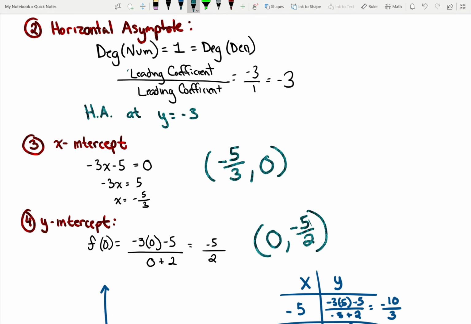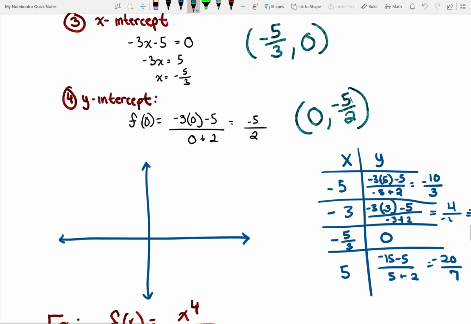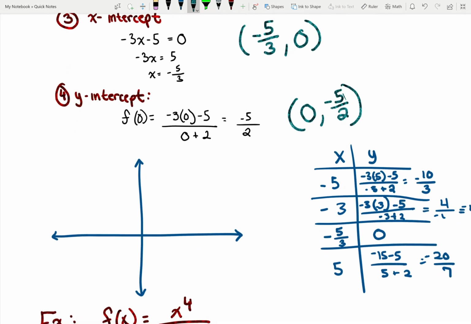So let's go ahead and start graphing this. We said that there was a vertical asymptote at x equals minus 2. So we got something looking like this, and then we got something looking like this, minus 3 for our horizontal asymptote. Okay.